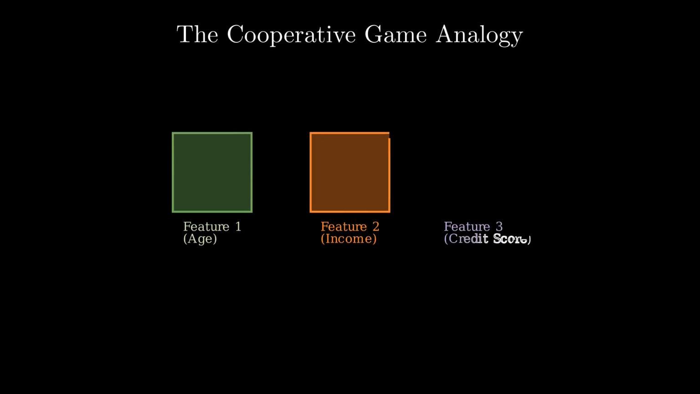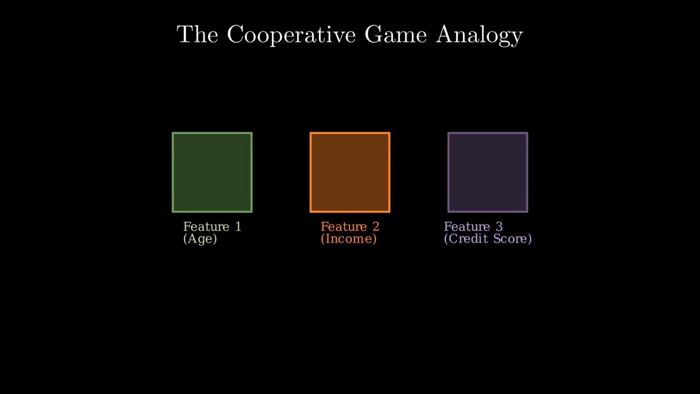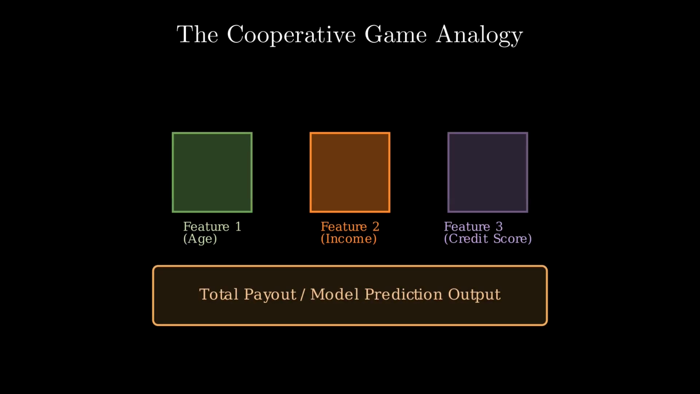To accomplish this, SHAP abstracts machine learning variables into a concept from cooperative game theory. Imagine a business coalition or a competitive tournament where multiple individuals work as a team. In this framing, each variable or feature in your dataset acts as a single player in a game. The unique combination of these features generates an outcome. This final model prediction is viewed as the total financial payout or reward achieved by the coalition's joint effort.